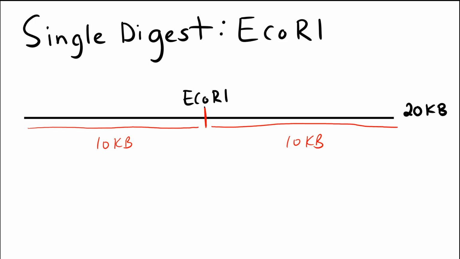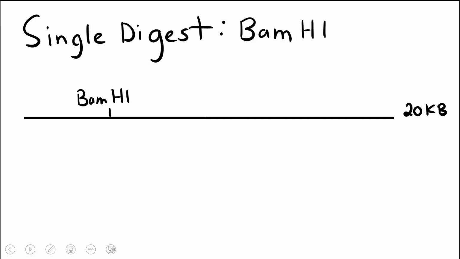Okay. There are computer programs out there that actually help you determine the size of your fragments down to the base, but just for general learning purposes, if you take a 20 kb length of DNA and you have a restriction site in the middle, you get 2 10 kb fragments. The second example is also a single digest. Here we're going to digest with a different restriction enzyme called BamH1.